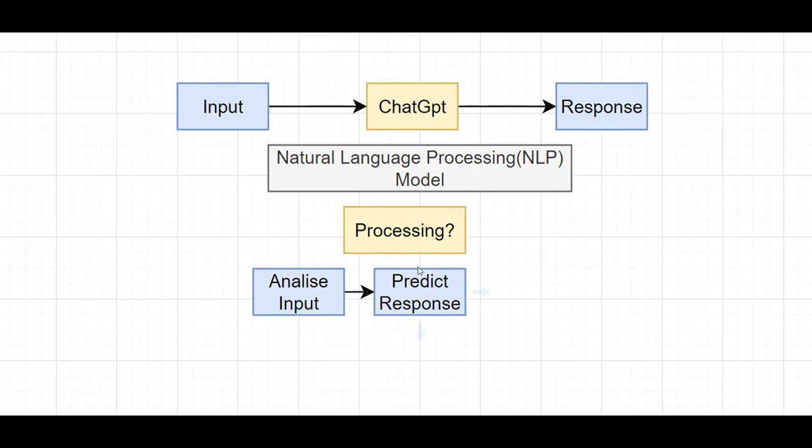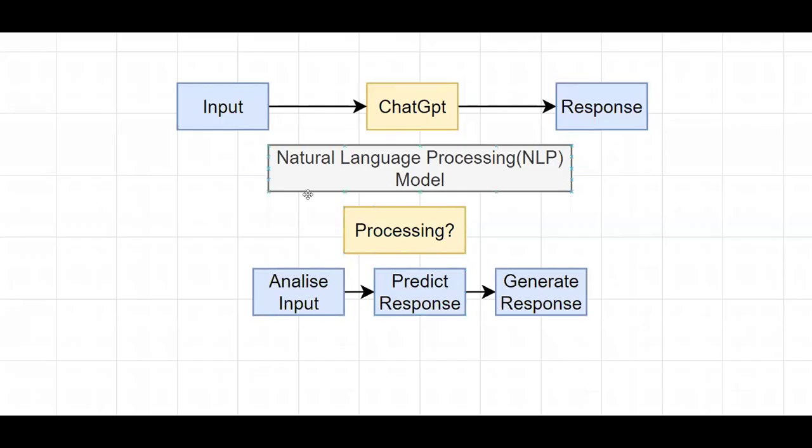After predicting the response, how is it providing the response? In the form of natural language only. If it provides the response in natural language, then only we can understand it. So that's the last step: it will generate the response. Can I say these are processing? Yes. Analyzing the input, predicting the response and generating the response, we call them combinedly processing.